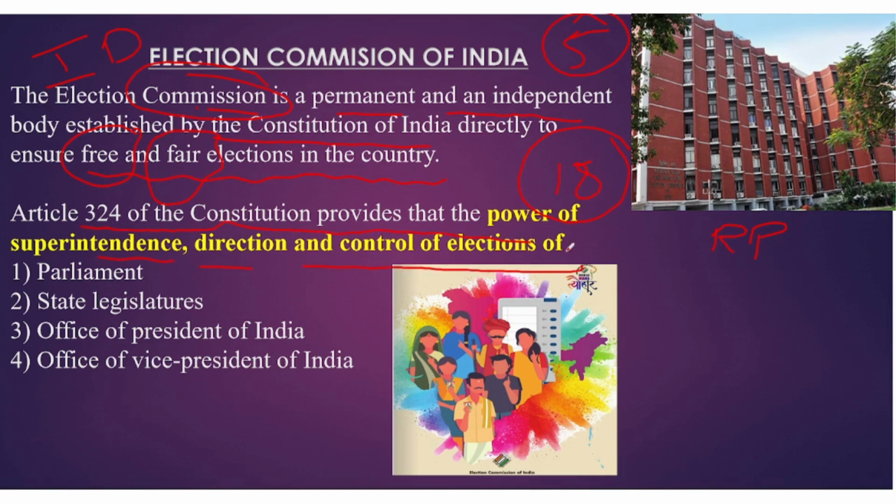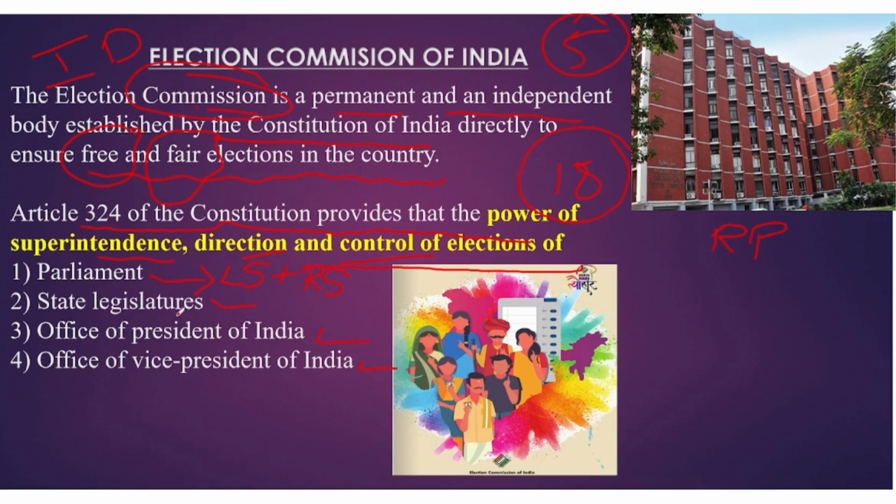The duty of the Election Commission is to superintend, direct and control the elections in India. Okay, so for whom will the elections be conducted? See, these elections will be conducted for the Parliament, for the state legislature, for the office of the President of India, as well as the office of the Vice President of India. In Parliament, there are two houses. We know that they are the Lok Sabha and Rajya Sabha. For the Lok Sabha and Rajya Sabha, the Election Commission conducts the elections.